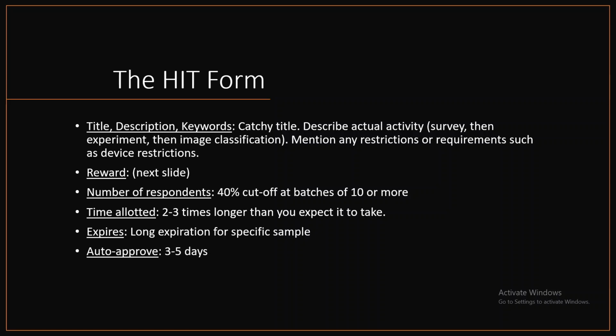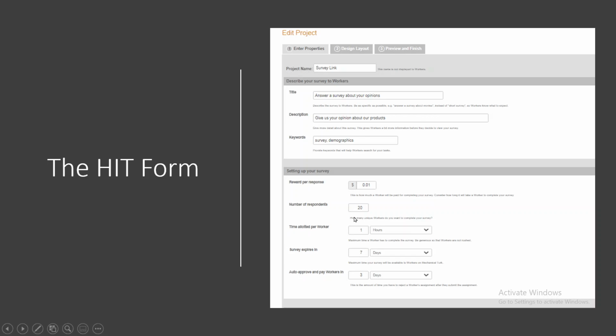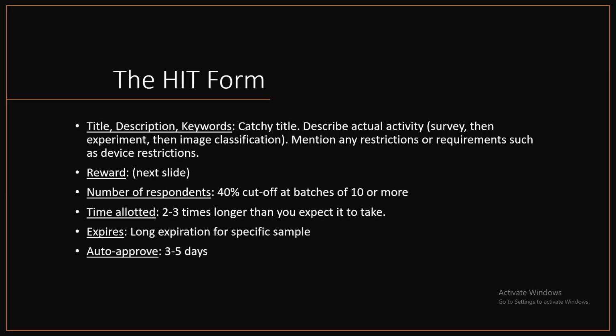Number of respondents. So Mechanical Turk will charge you 40% overhead if you recruit 10 people or more per batch. So if the number of respondents here is 10 or more, you're going to hit that 40% threshold. Whereas if you do 9 or less, it'll be 20%. So keep that in mind.